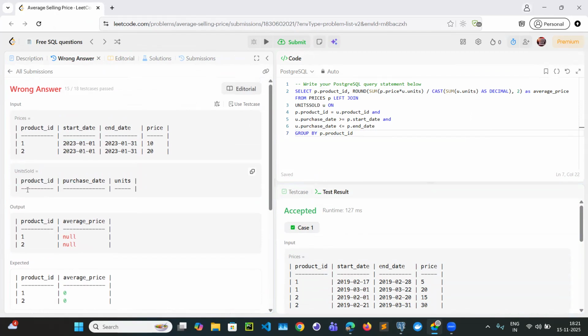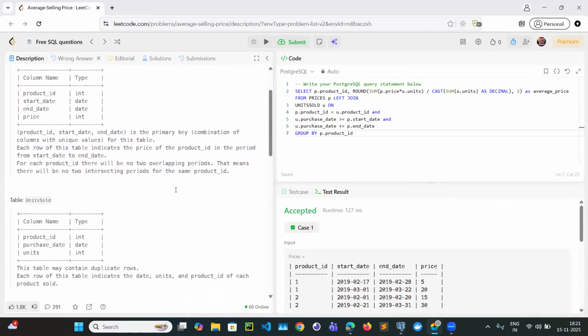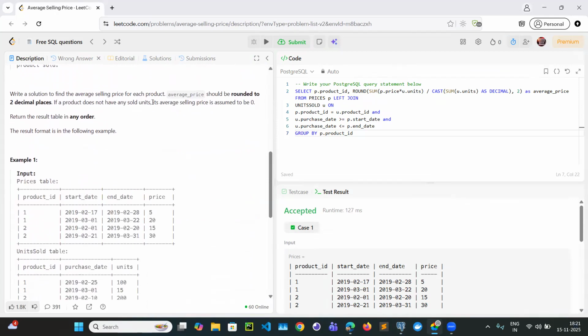So you could see in the sold table, we don't have anything. Basically, we have not sold product one, we have not sold product two. If we have not sold product one and product two, the average price is getting null. But we should not get null. We want zero, because in the question it is clearly mentioned that if you are not selling any product, the average price is assumed to be zero. But we have not mentioned that.